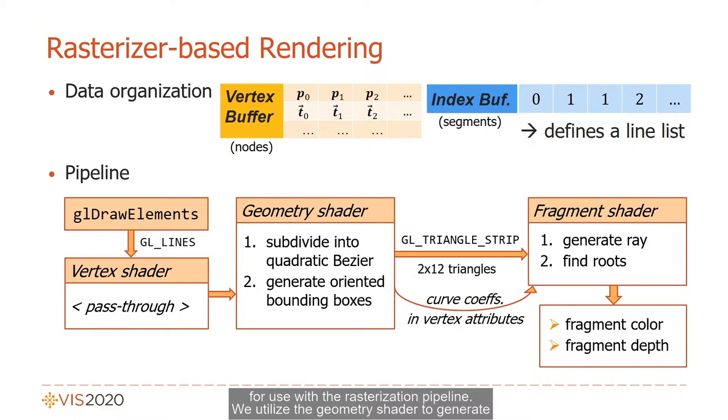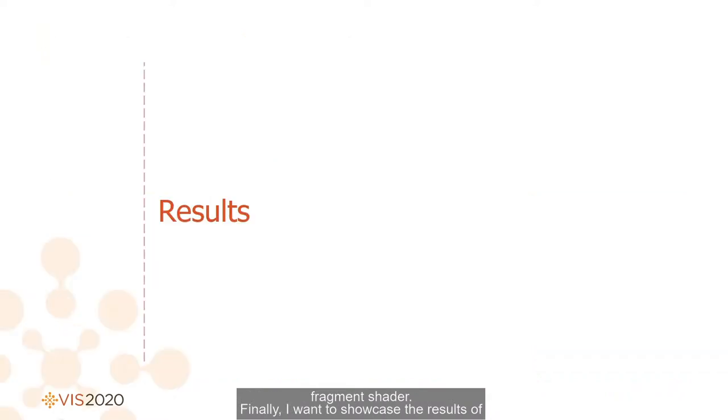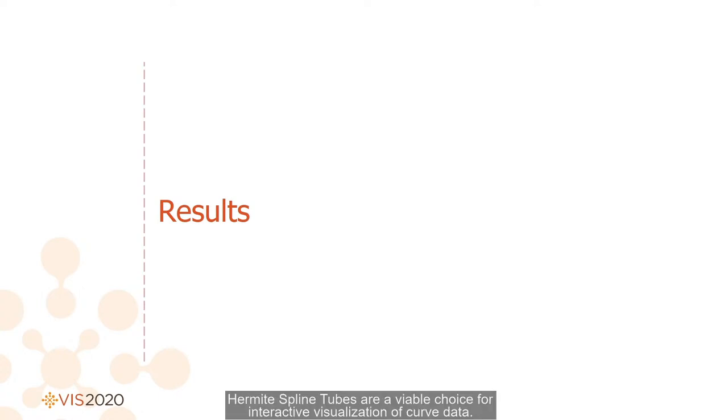We utilize the geometry shader to generate oriented bounding boxes around the curve segments and perform our raycasting routine in the fragment shader. Finally, I want to showcase the results of a preliminary performance analysis that, we think, nicely illustrates that raycasted Hermite spline tubes are a viable choice for interactive visualization of curve data.